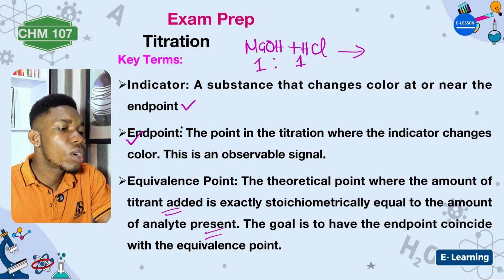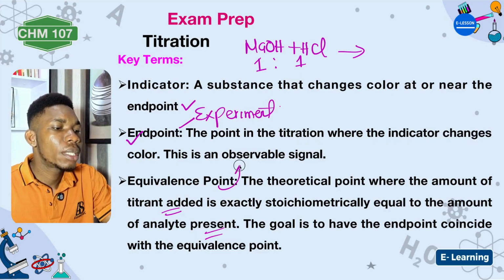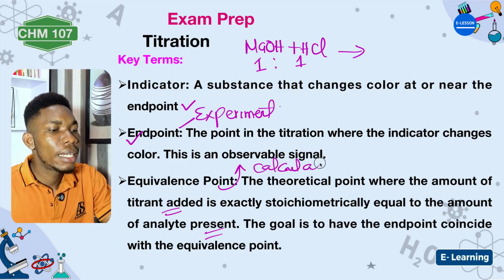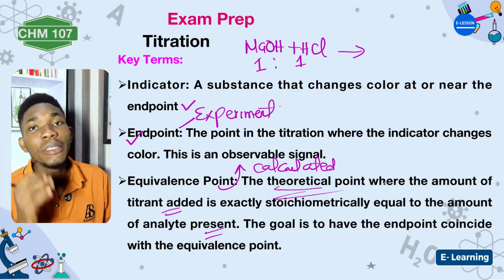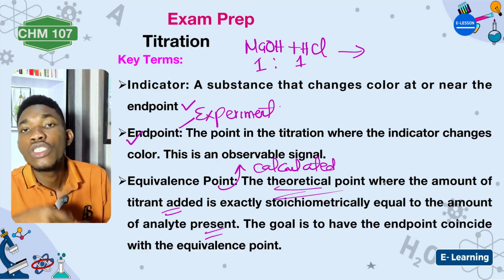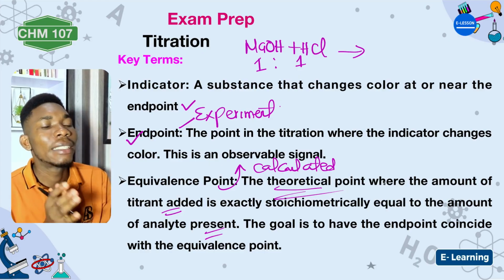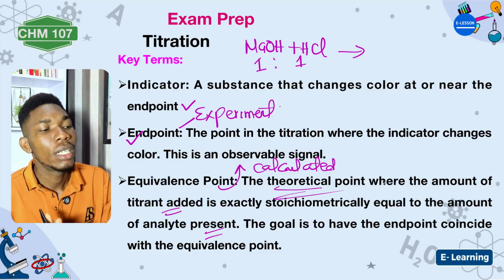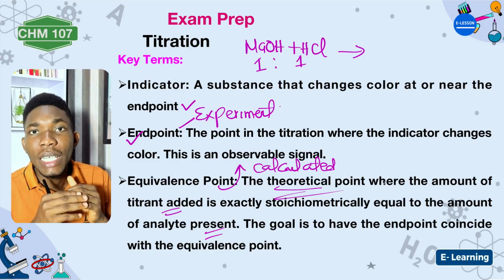So end point is measured experimentally. That means based on the experiment, that is when you get the end point, while the equivalent point is calculated just theoretically. Let me state it again. The end point: when you put methyl red, methyl orange, phenolphthalein, the indicator changes color. At that point, we assume that the analyte and the titrant have completely reacted.